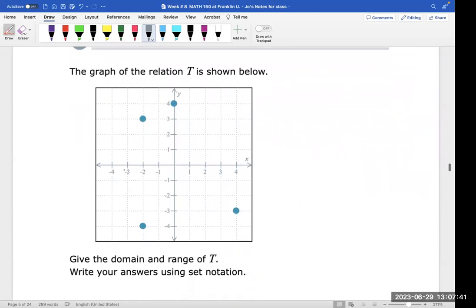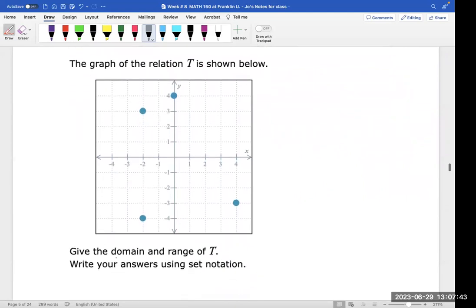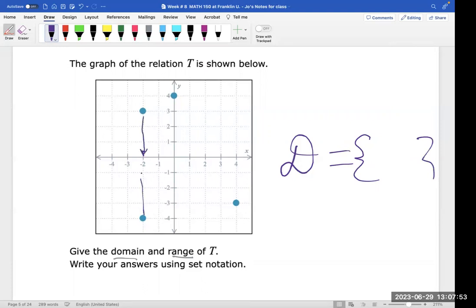All right, here it is. Give the domain and the range. The domain is the set of all x's. So I look here: x values, x values, x values, x values. I know this relation is not a function because right here it fails the vertical line test, but my domain is still -2, +4, and 4.